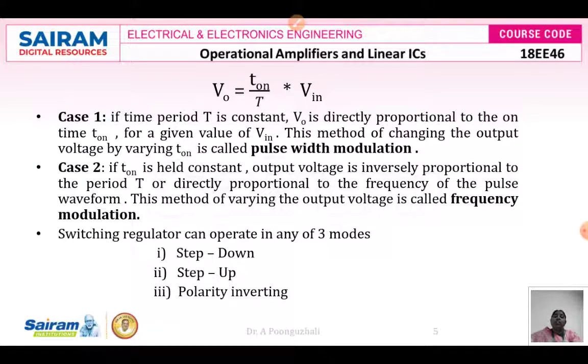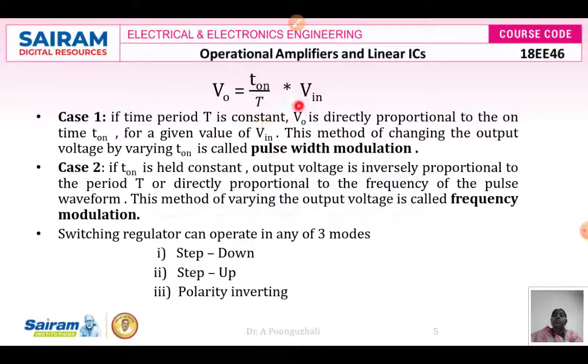Your output voltage V0 is going to depend on the duty cycle into Vin. Duty cycle is T on divided by T, into Vin. Based on this, we will describe whether we are going to do pulse width modulation or frequency modulation. Suppose I have a fixed value of input voltage. Then my output depends only on T on, that is, on the width of the signal. Width of the signal means that type of modulation is called pulse width modulation.